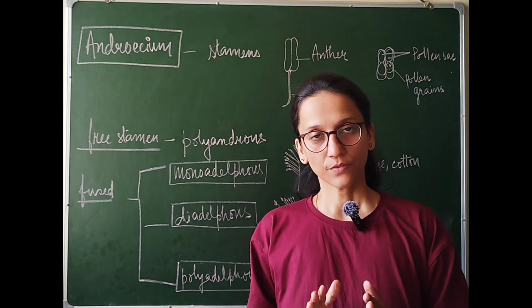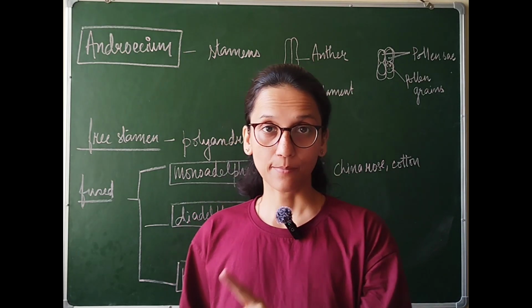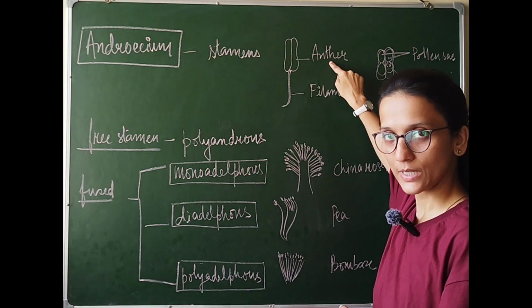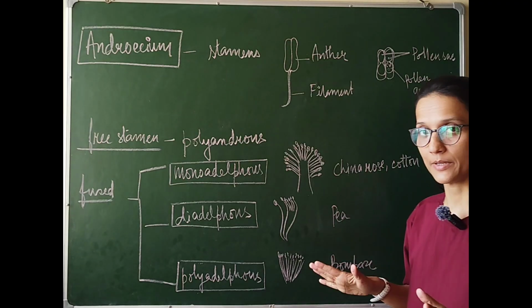The third whorl is of androecium. This whorl is made up of stamen. Now one stamen has 2 subparts. The lobed structure is known as anther, that is followed by a thread-like structure which is called filament.